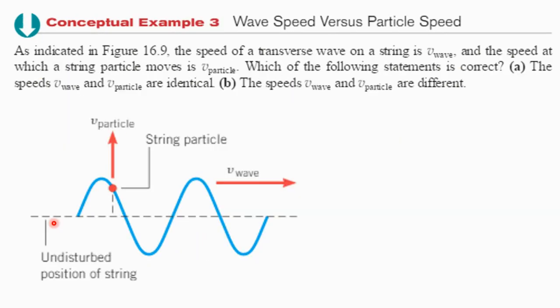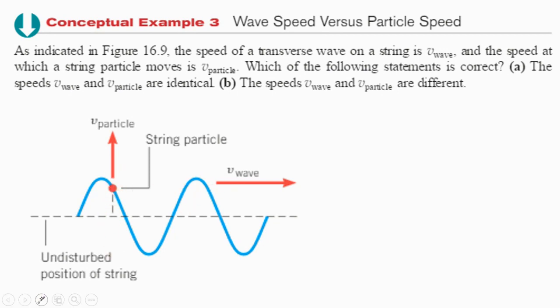This is a conceptual example about a transverse wave. It looks like we have a wave on a string. It says the speed of a transverse wave on a string is v sub wave, and the speed at which a particle moves is v sub particle. Which of the following statements is correct? So are those two speeds identical or are they different? So our wave is traveling to the right, but if we look at the actual particle on the string, as that wave moves to the right, this point is oscillating up and down like this. And that's what makes this a transverse wave, that the disturbance is perpendicular to the direction the wave is moving.